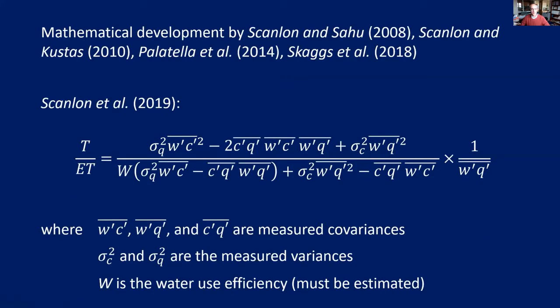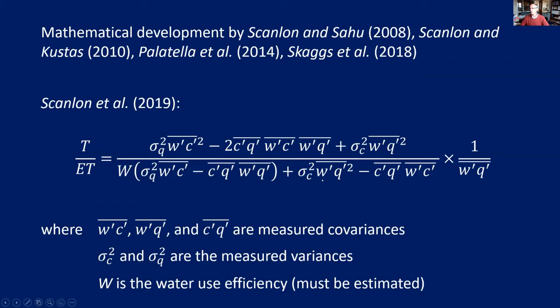So originally the mathematics involved in this approach were admittedly kind of clunky, but they have improved over the course of a number of papers, especially the Palatella et al. paper and Scanlon et al. 2018. And then this paper that came out a couple of years ago simplifies things even further. And so we have this algebraic solution to solve for the ratio of T to ET shown by this equation.